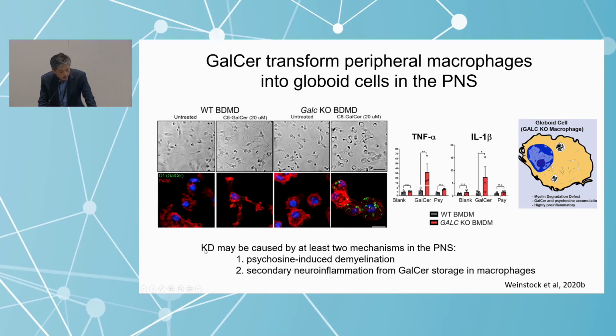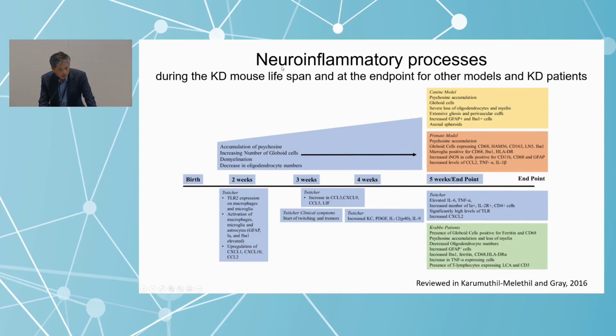So, Krabbe disease may be caused by at least two mechanisms in the peripheral nervous system. First, as we know, cytokine-induced demyelination. Secondly, a secondary neuroinflammation from the GALC storage in macrophages. This is a neuroinflammatory process during the Krabbe disease lifespan, seen in some other animal models as well as in the Krabbe patient. Lots of work has been done to study neuroinflammation increase at each age, and especially the microglia, macrophages and astrocytes are critical to generate this type of neuroinflammation.